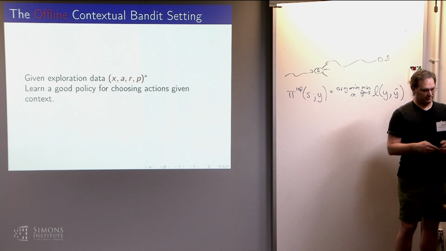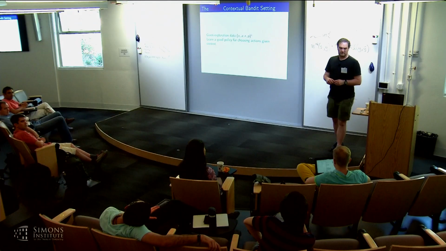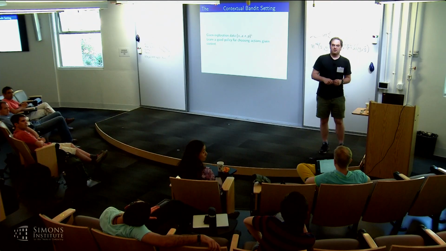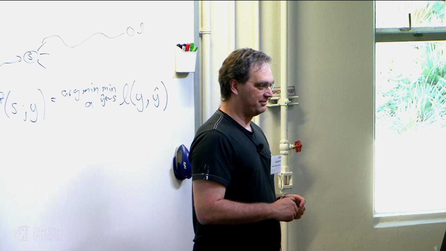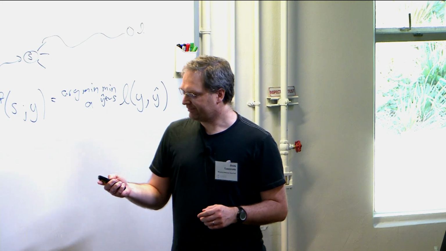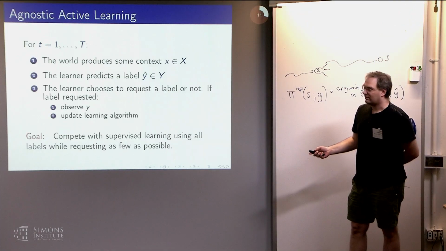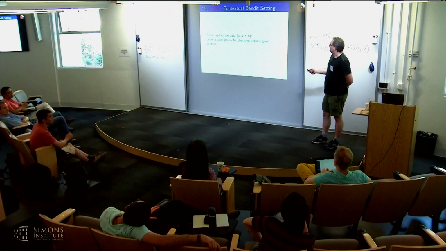Yeah? Most of your reductions will be to classification problems? I mean, some of them are to classification, some of them are to regression. I'm flexible. What was P, by the way, in the contextual Bandit? P was the probability of exploring the action.